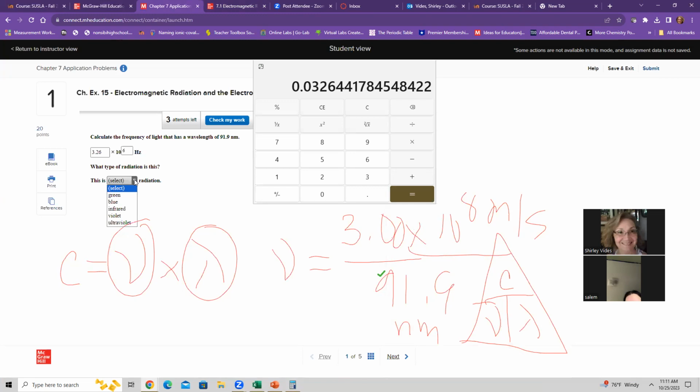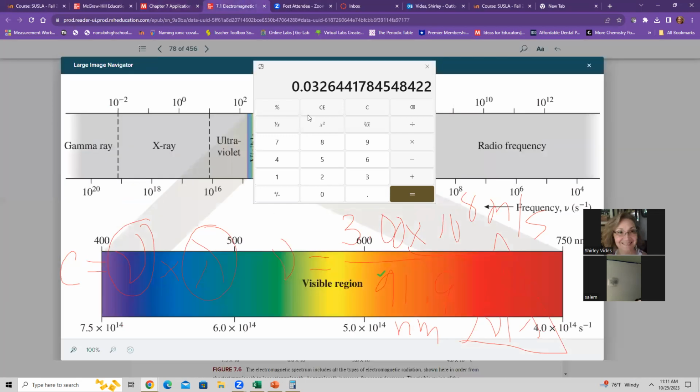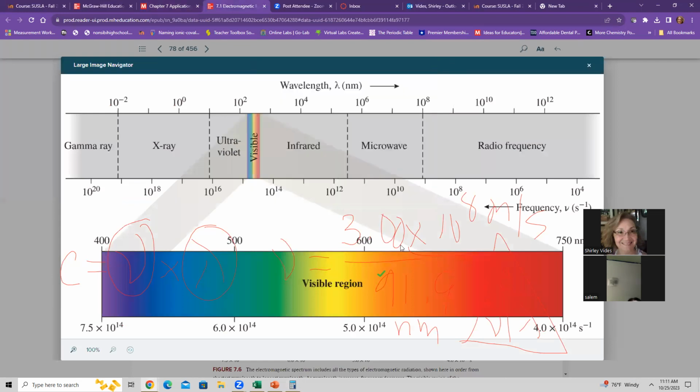Oh, you stupid thing. It's hertz. It's hertz. So then you need to look for the 91.9 nanometers. So times 10 to the 6. Okay, so let's go back to the book. Okay, so 91.9.